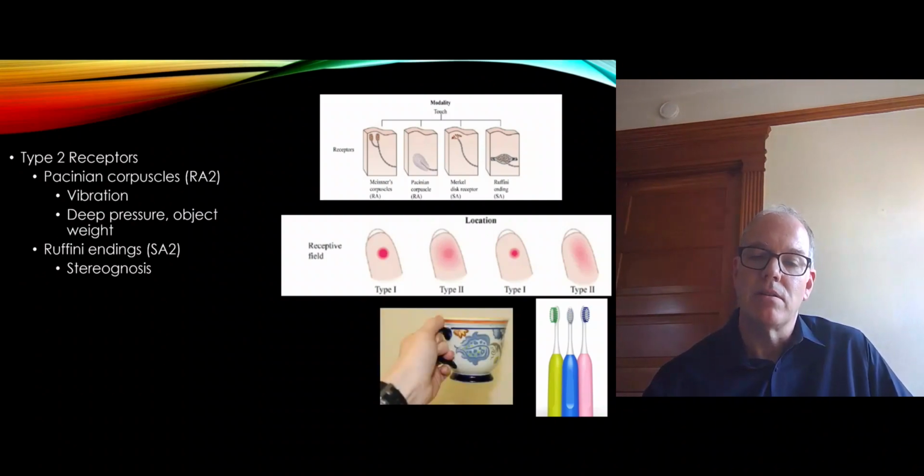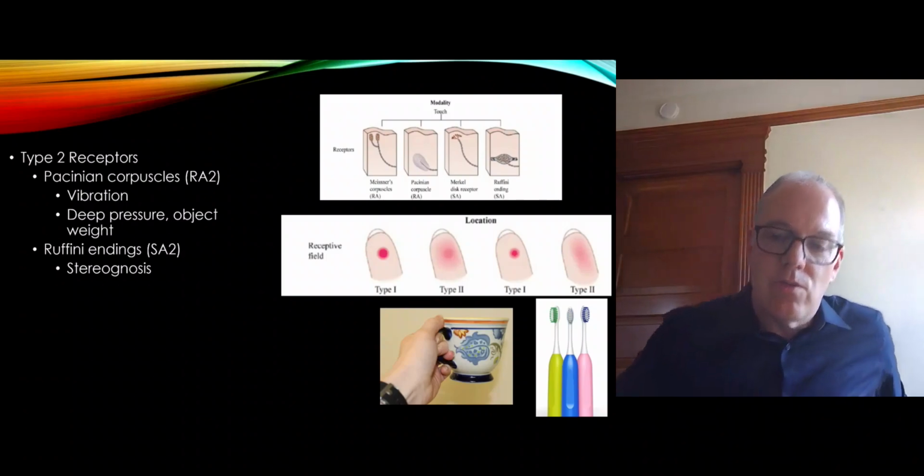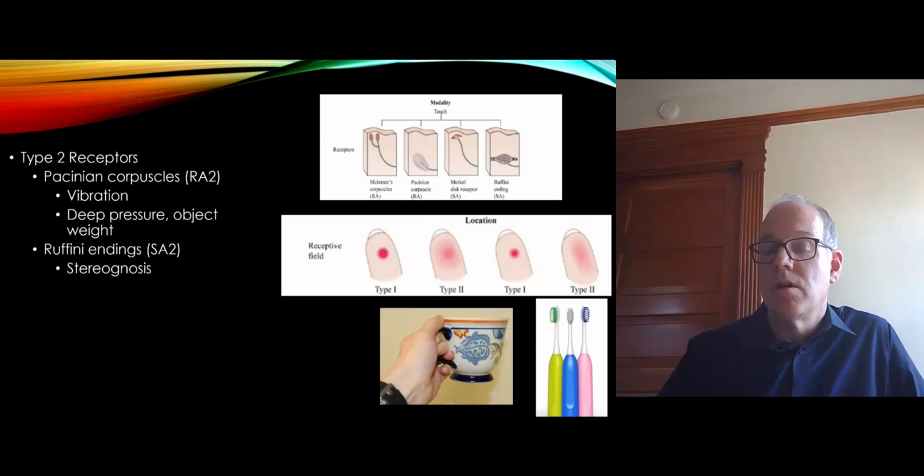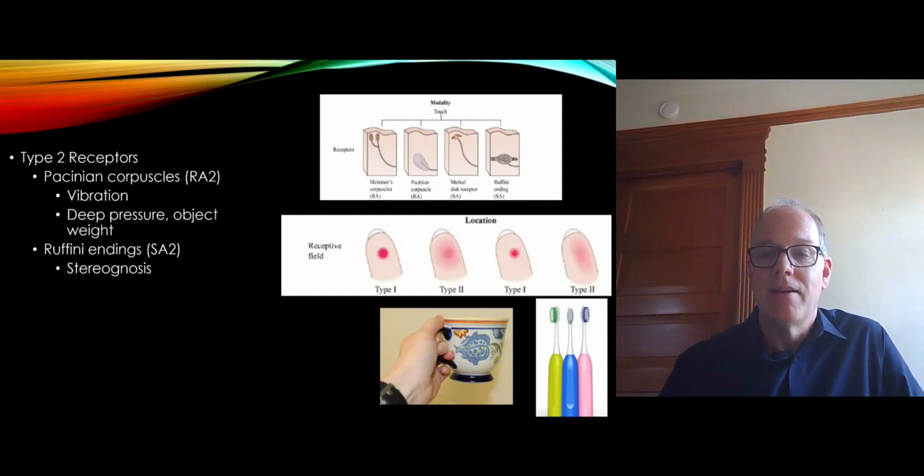So again, come back to the cup here, the skin indentation. Obviously that signal needs to be transduced from a mechanical into an electrical signal that the brain can represent. And so the Ruffini endings would be the important receptors for what happens in the brain to decipher and determine an object that you're holding.